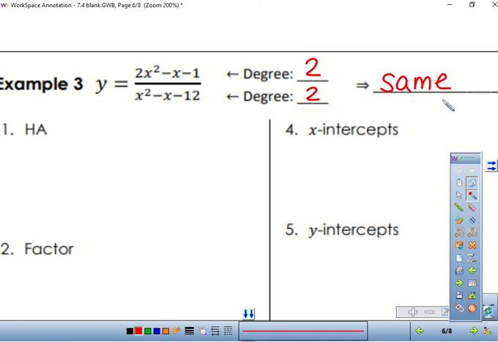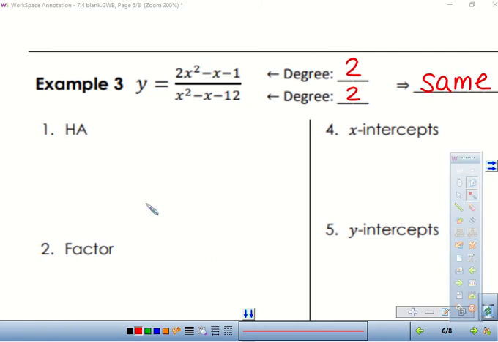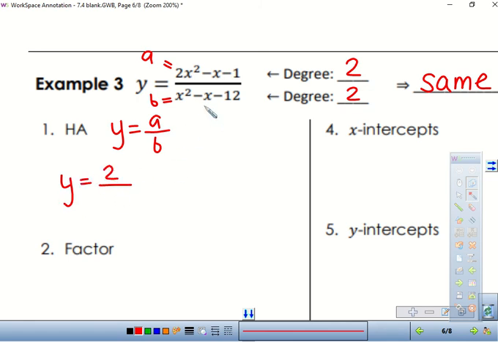So that means we follow the procedures for same degree. And the procedures for same degree say that the horizontal asymptote is y equals a over b. And a is the coefficient of the numerator term, and b is the coefficient of the denominator term. So y is equal to 2 divided by what? What's the coefficient of the bottom one? 1. So my horizontal asymptote is y equals 2.